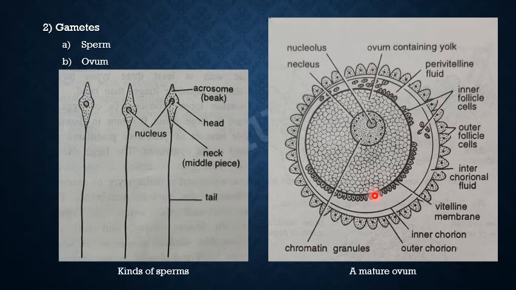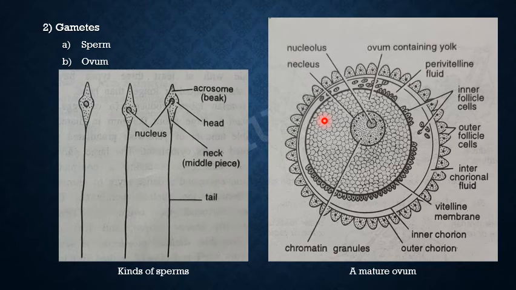The ovum lies eccentrically in the perivitelline fluid, enclosed by the space between the vitelline membrane and the inner chorion. Eccentrically means you can see that this perivitelline space is less over here and more over here. Like the ovum, it is shifted towards one side, and this shifting towards the outer wall of one side is said to be eccentric.